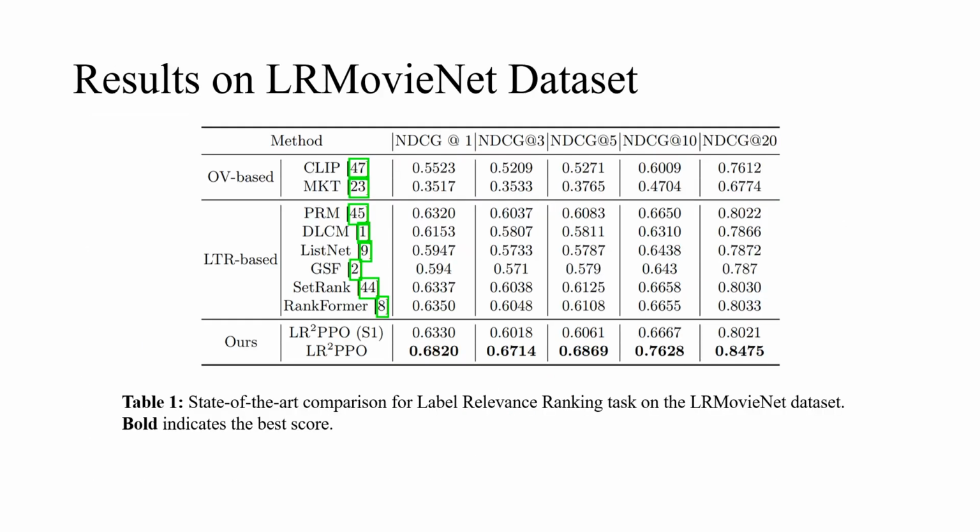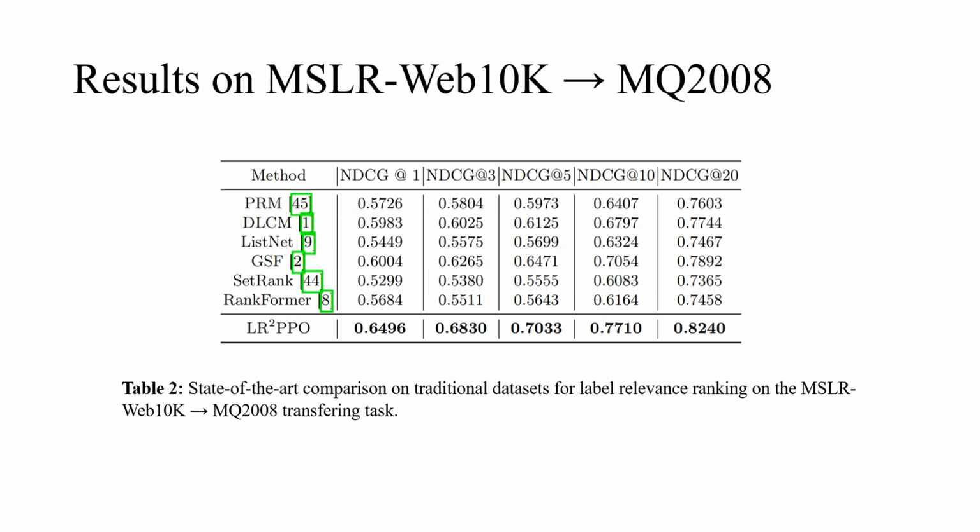Our experimental results show that LR2PPO significantly outperforms previous methods for label relevance ranking. We achieve higher NDCG scores, demonstrating our approach effectiveness in accurately ranking labels based on their relevance. We also test LR2PPO on traditional LTR datasets. Our method outperforms previous LTR methods, showing its generalizability and robustness across different scenarios.